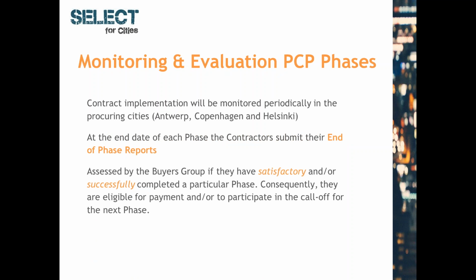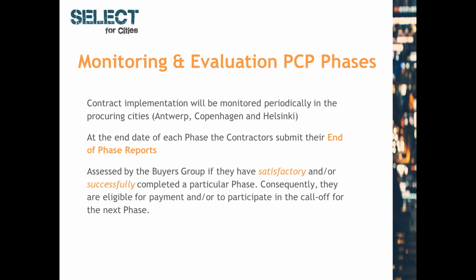Once the contractors have started with the first phase, contract implementation will be monitored periodically and reviewed against the expected outcomes for the phase. This can be online, on-site, or in the procuring cities. In tender document 1, you can already read the expected number of monitoring meetings and the expected locations. At the end of each of these phases, the contractors will have to submit their end of phase reports, including all the listed deliverables and results.